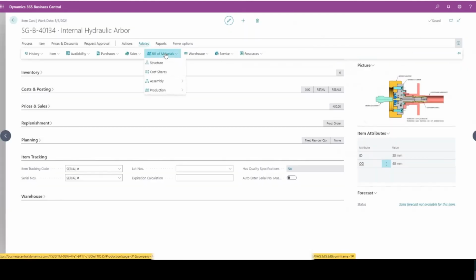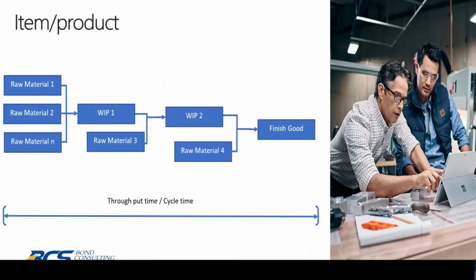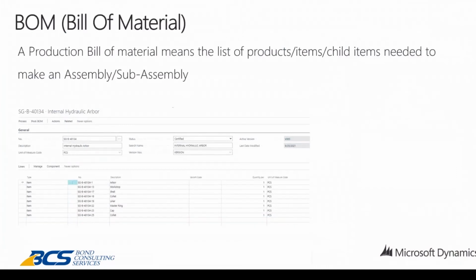The next one is about bill of materials. Here there are two types of manufacturing. If it is light assembly, you can maintain a separate assembly for the products to be assembled. And if the product is a little advanced, a little complicated, for example, the product bill of material has a version, then you need to go for the next level of production, that is the production bill of material. A production bill of material means the list of items, child items, needed to make an assembly or sub-assembly.